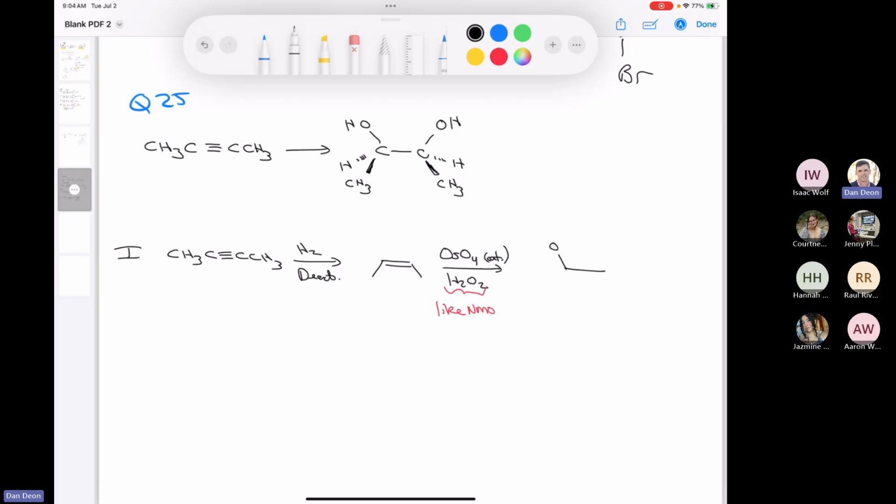Because both alcohols are going to end up on the same side and both methyls are going to end up on the same side. Why? Because again, this is syn addition. So you get a cis alkene, which means the two methyl groups are still going to be cis to each other.